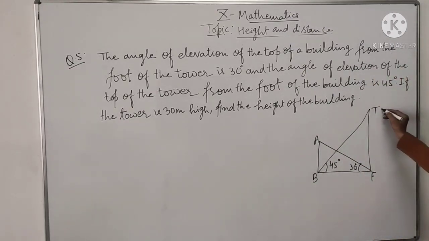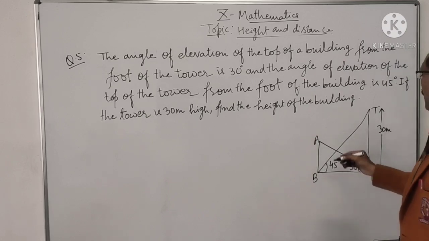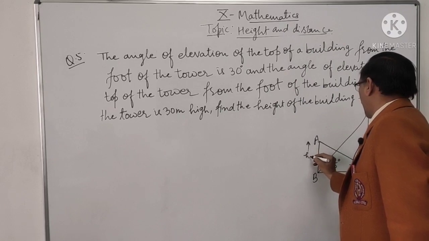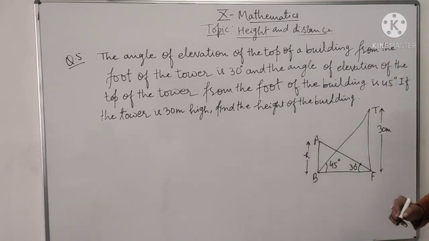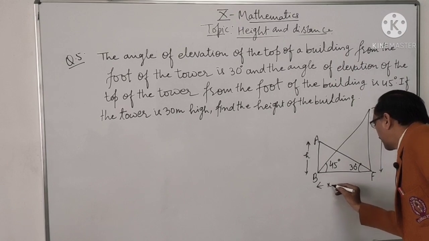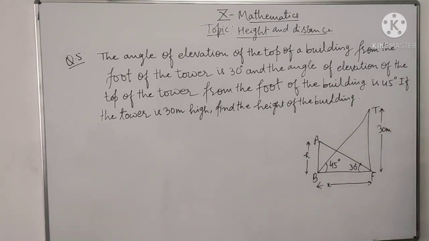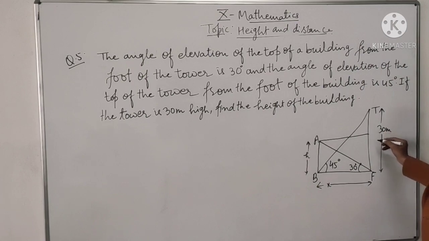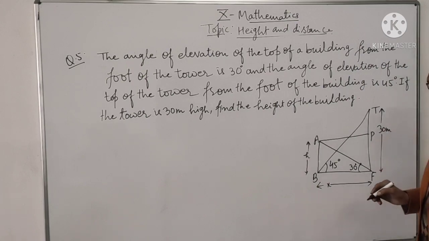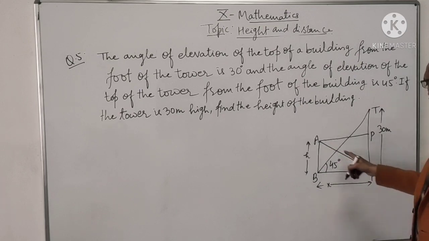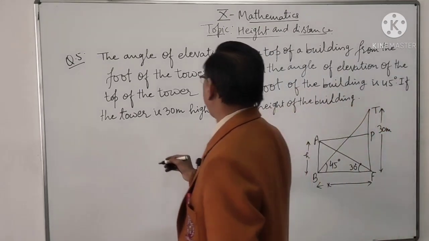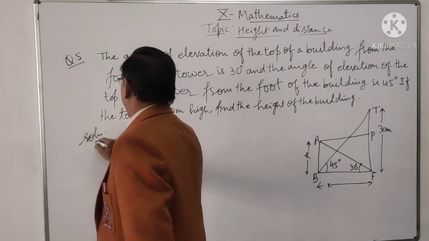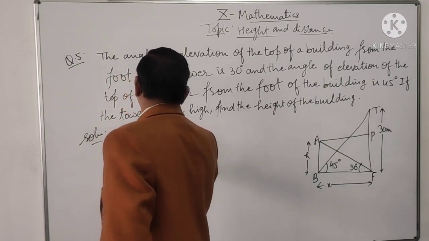If the tower is 30 meters high, find the height of the building. Let it be H. Student, let this value be X. And draw the perpendicular from A to the tower. Let it be P. Then in triangle AFB.